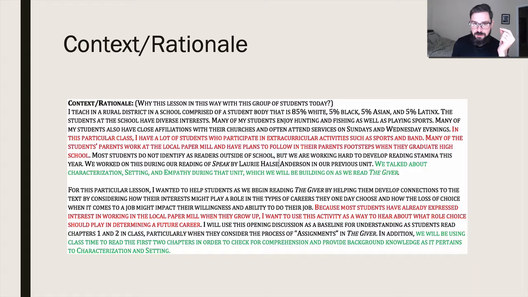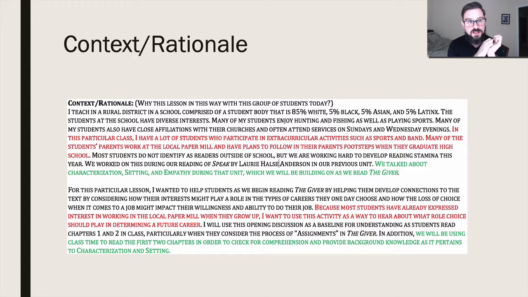So as you look at my sample lesson plan that I provided, you can see that the context/rationale is a lengthy narrative. It is not a bullet point, these are the students and this is what I'm going to do. It is a narrative explaining, first of all, this is the makeup of my students. So in this made-up example, I had 85% white, 5% black, 5% Asian, 5% Latinx. The students at the school have diverse interests. Many of my students enjoy hunting and fishing as well as playing sports. Many of my students also have a close affiliation with their church and often attend services on Sundays and Wednesday evenings. So I'm providing that as a general context in case something like that might be valuable for just a larger picture of the student body that I'm working with.